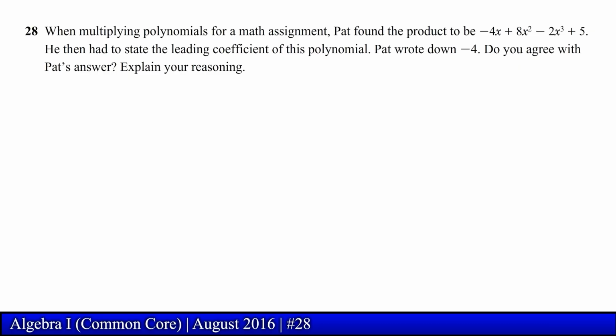Explain your reasoning. In this problem, we are provided with the result and answer of a student's math assignment. We need to explain why we agree or disagree with the student's answer.